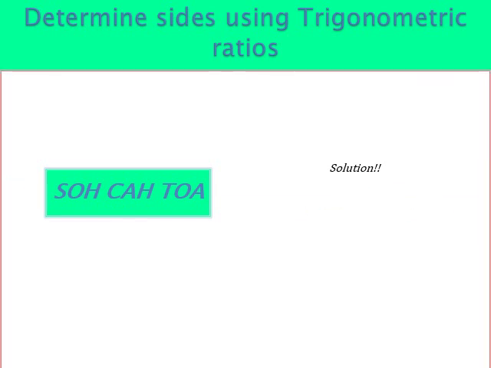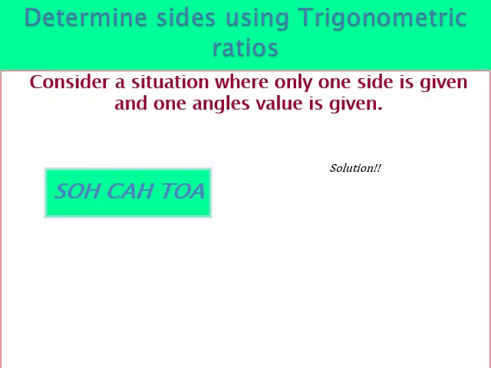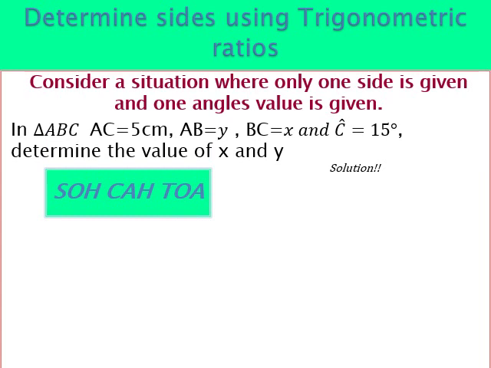Now I want you to picture this type of scenario. Now, we need to determine sides using the trigonometric ratios. I want you to consider a situation where only one side and one angle value are given to you. In that type of situation, you cannot use the theorem of Pythagoras, and you cannot use the sum of angles in a triangle that equals 180. That simply means that you have to rely on what? Trigonometric ratios. Now let's consider this specific example that I have in this slide.